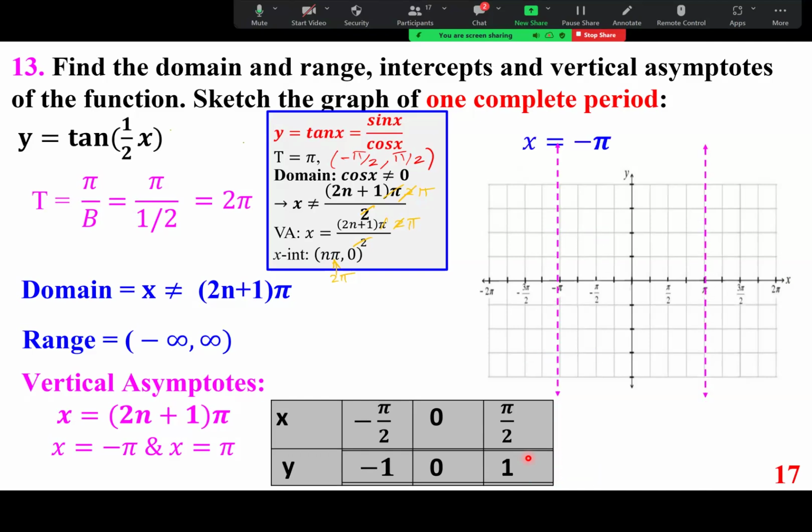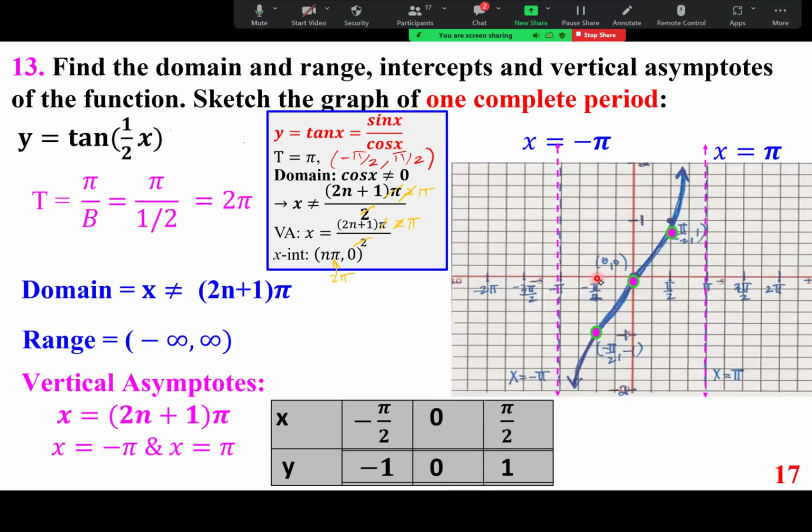So this is x equals minus pi, x equals pi. This is minus pi over 2, negative 1, 0, 0, pi over 2, 1. The scale along the x and y axis, they don't have to be the same, okay, class? And you put them together, and that's your graph for a complete cycle. You can continue indefinitely on both sides if you like.